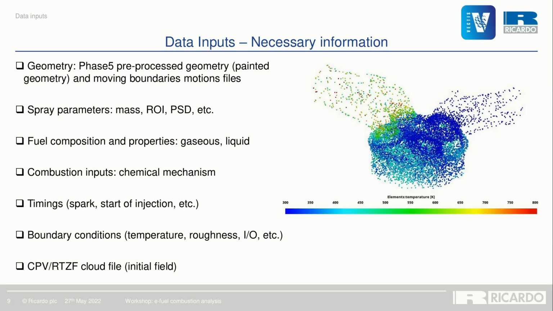Then boundary conditions must be supplied for both the temperature, for the walls, and in terms of mass flow or pressure at the open boundaries. And finally, as mentioned earlier, we need a CPV cloud file, such as illustrated here on the right, which will provide the initial field for the detailed kinetic simulation.